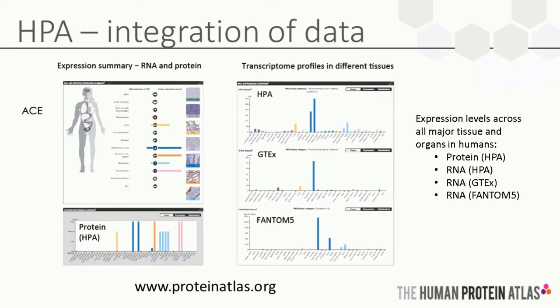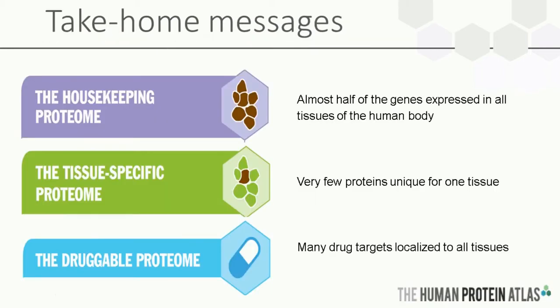If you look into a specific gene, such as, for example, the ACE gene here, you get an expression summary of how that gene and that protein are expressed in the different parts of the human body. The expression levels across all major tissues and organs are presented both on the protein level and the RNA level, using HPA, GTEx, and FANTOM5.